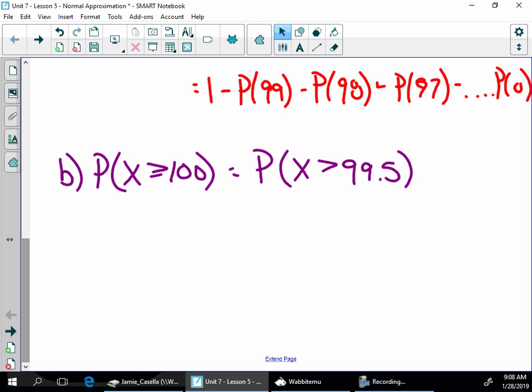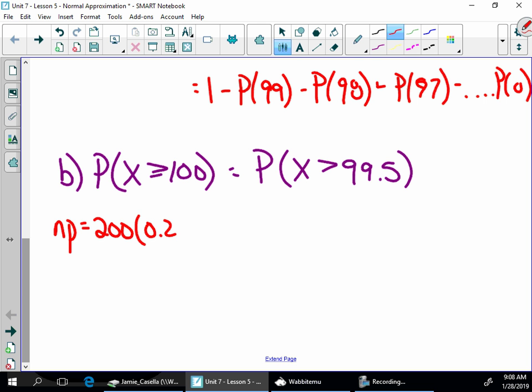Okay, I got to see if I can actually do this first. N times P. N is my number of trials, P is success in any one trial. That's 40. That is definitely bigger than 5. Okay, NQ, 200 times 0.8. That's 160. Ooh, definitely bigger than 5. So I know I can do my approximation.